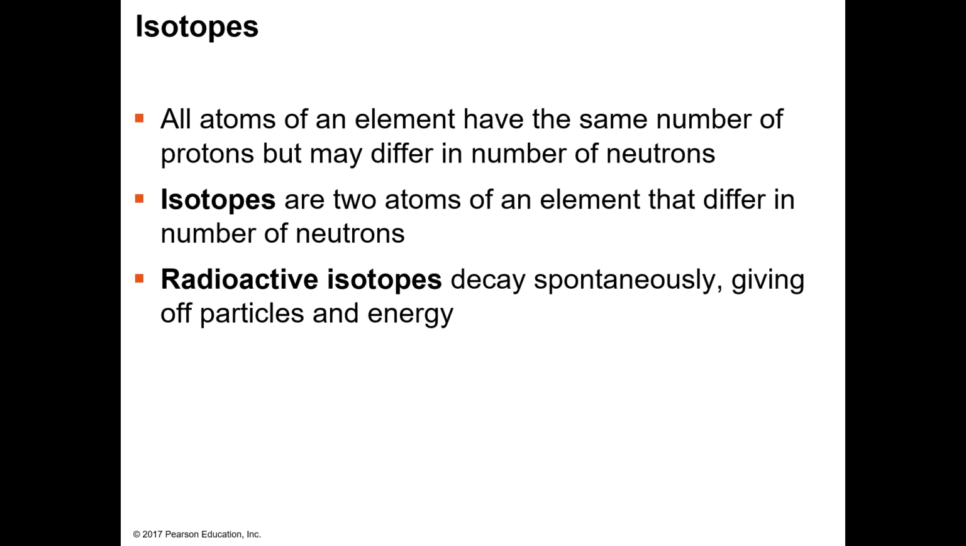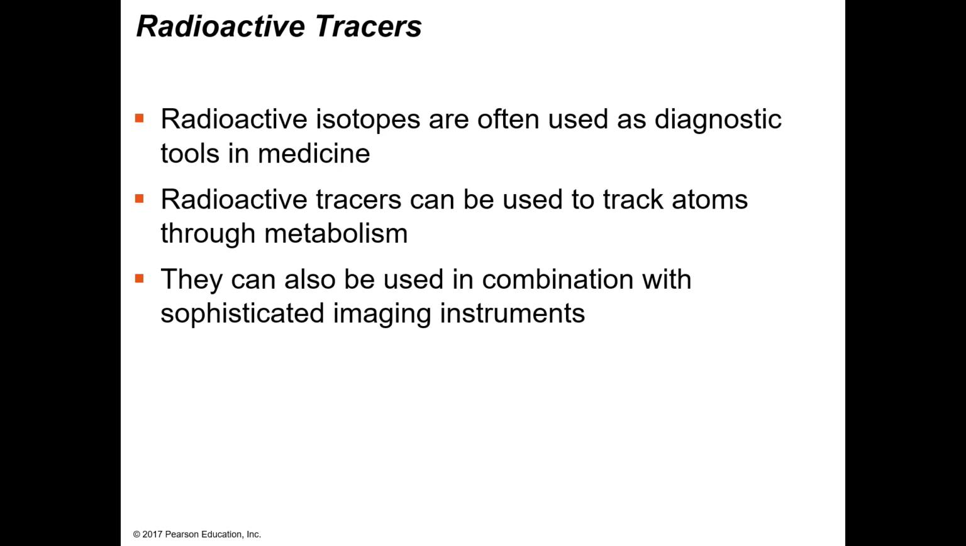Radioactive isotopes decay spontaneously over time. They emit particles and energy over time, and they eventually will, depending on the isotope, it could be seconds or minutes or hours or days or millions of years even, decay into a different element over some period of time. But we'll talk about that a little bit later.